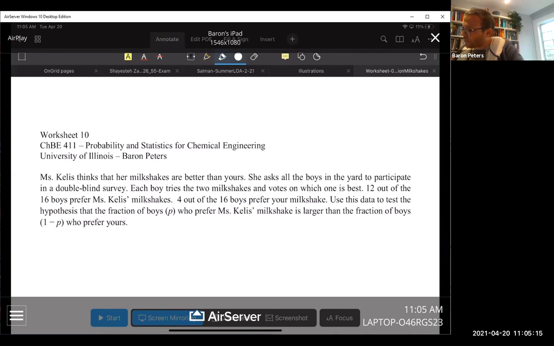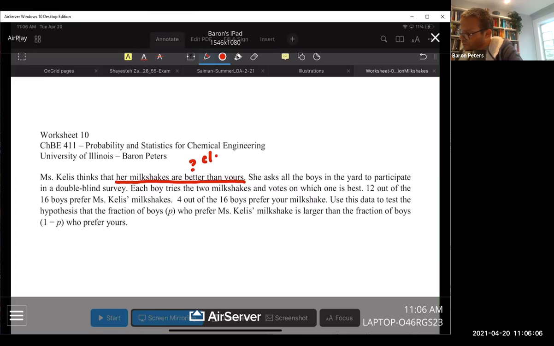Okay, so there are a few things that I want to point out in this problem before we really get anywhere. One, there's a quantitative claim here, right? We can't do anything unless we make quantitative claims. So she claims her milkshakes are better than yours, and we have to come up with an assessment, a sort of quantitative measure for what we mean by better, right? So what does better mean? Well, she's going to do better according to the results of a survey. If more people prefer her milkshakes than prefer yours, then her claim is true. All right, so who is the pool? The boys in the yard, and each boy tries the two milkshakes and votes on which one is best. Okay, 12 out of the 16 boys prefer Miss Keelis's milkshakes.